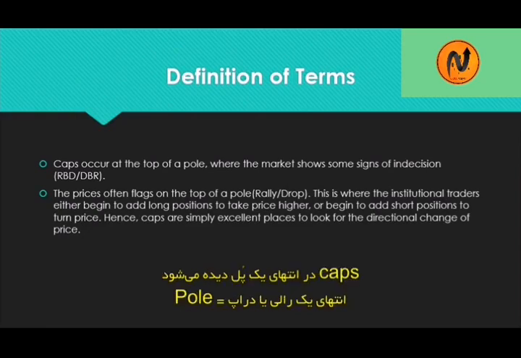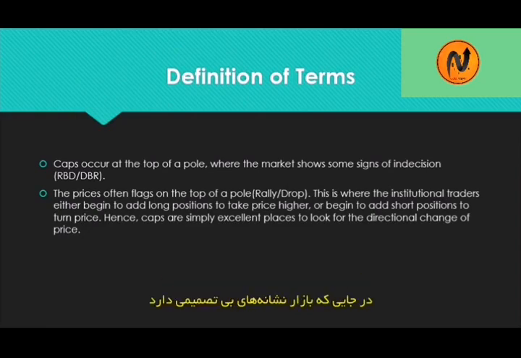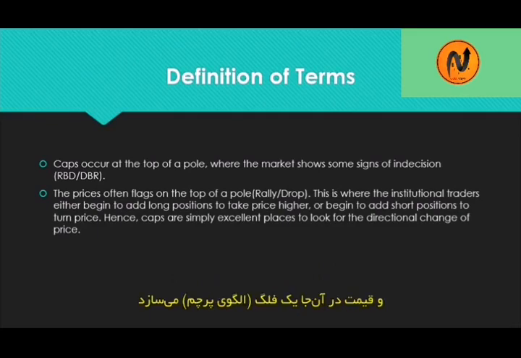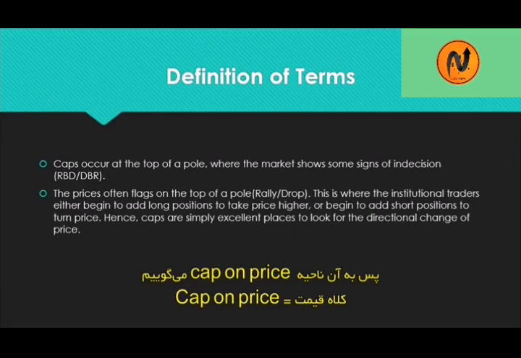Caps occur at the top of a pole where the market shows some signs of indecision. Generally, the price is going to the upside with great momentum. Then it reaches a point where the price is no longer moving with that momentum. So the price will be consolidating and flagging there. Once the price starts to flag, the price may end up reversing. That's what we call a cap area. That's what we call a cap on price.